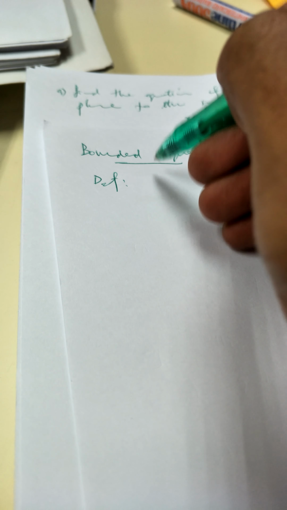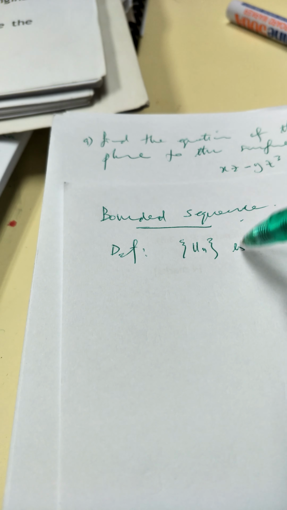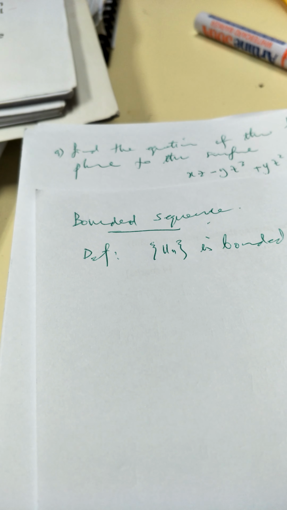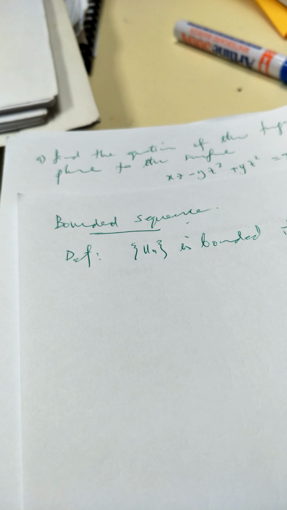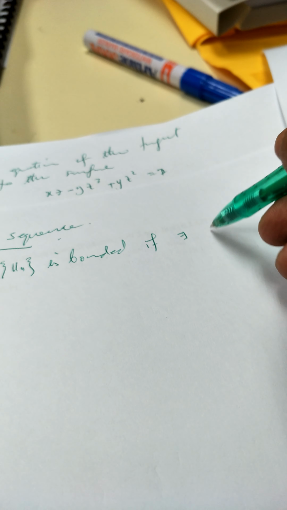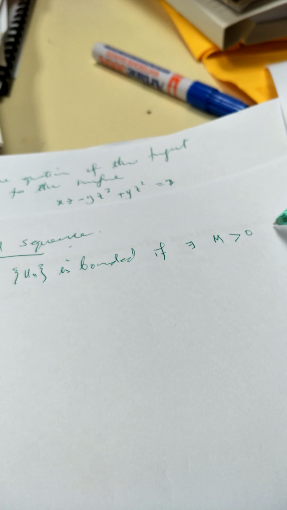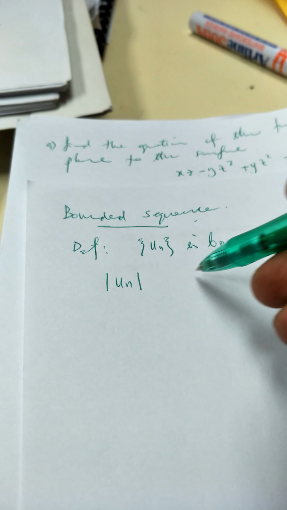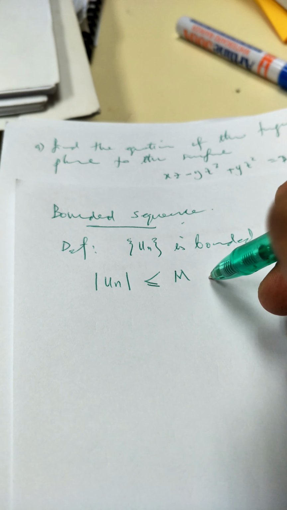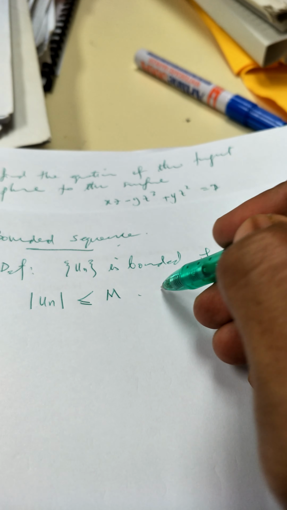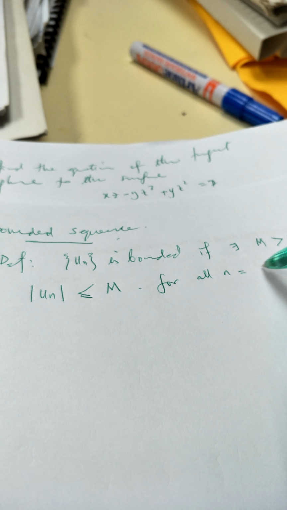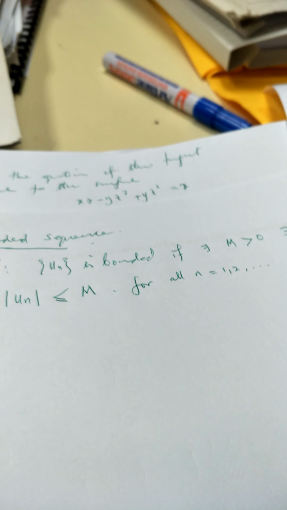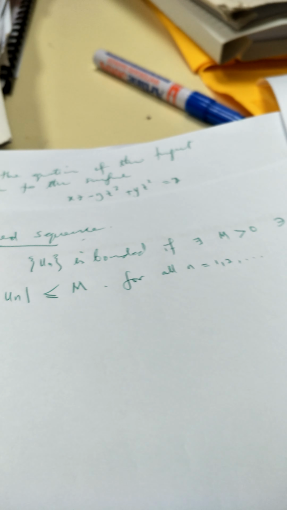Definition: we say a sequence Un is bounded if there exists a positive number m such that the absolute value of Un is less than or equal to m for all n = 1, 2 and so on. So this is the definition of a bounded sequence.